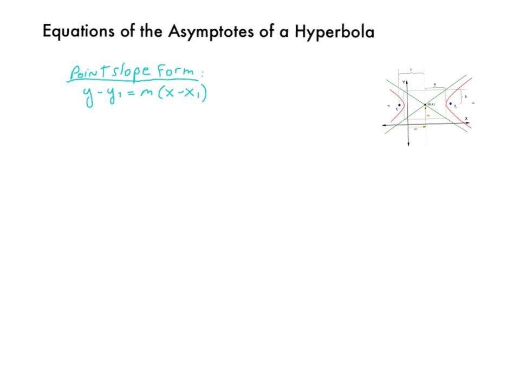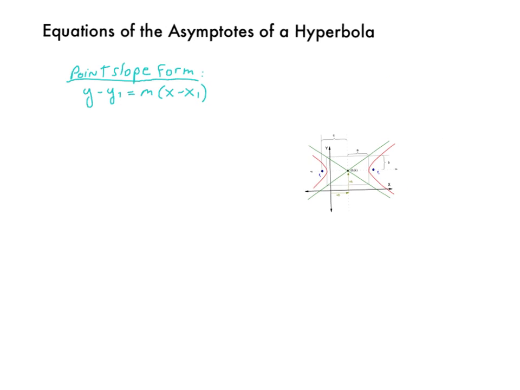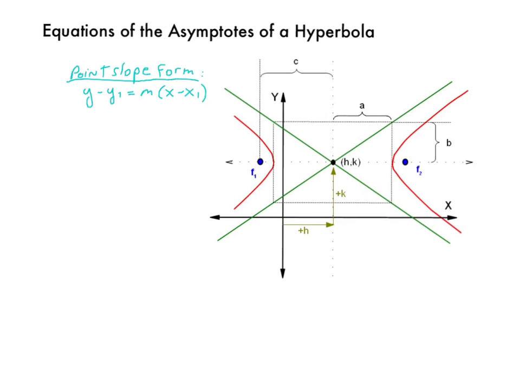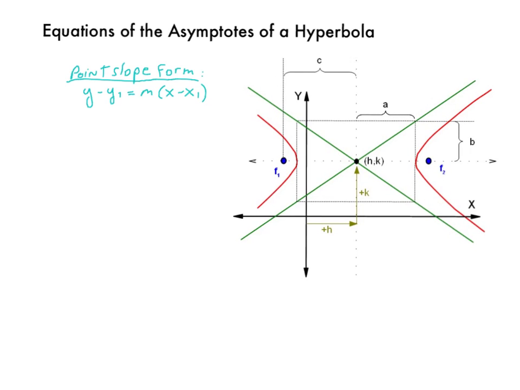Alright, so these asymptotes, we need to know what the equations are so we can graph them, so we know how wide our hyperbola is opening up. So how do we find them? Well, let's look at this picture here. It has all the main pieces we need. We have our A's and our B's and our C's.